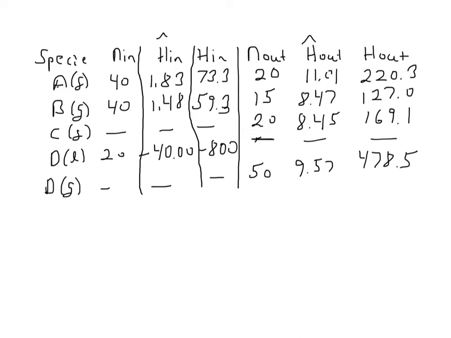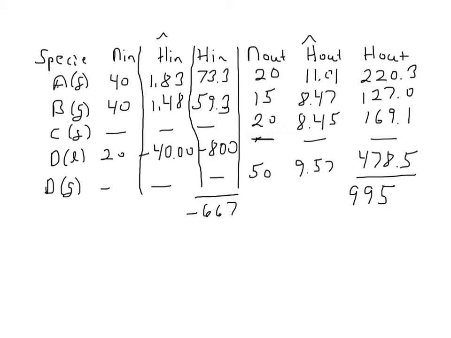So now what we'll do is sum up these total enthalpy streams. That's minus 667 here, and these are all kilojoules. And this column, the outlet column, is a positive 995.